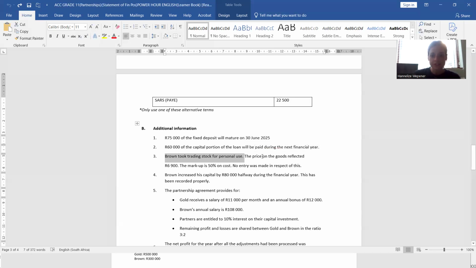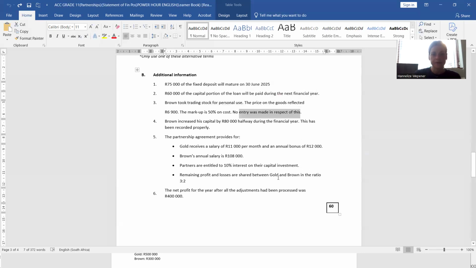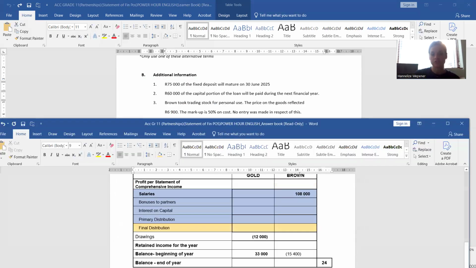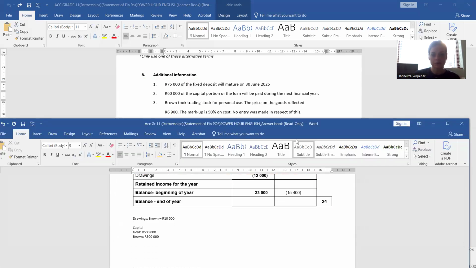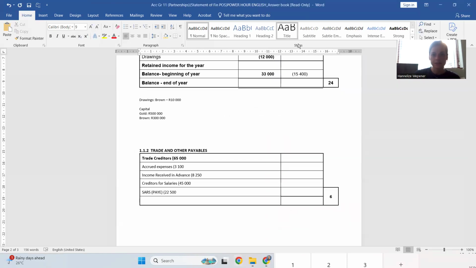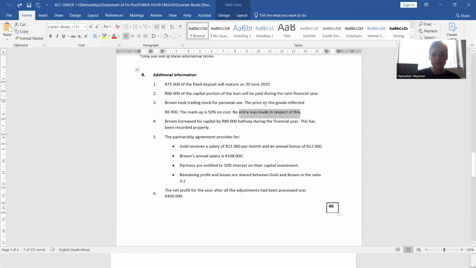Then it says that the price of these goods reflected 6,900 Rand. So that's the price of the goods. And the markup is 50% on cost. No entry was made in respect of this. Okay, right. So that means that we have not yet recorded this transaction. So we must now go to partner Brown. Just want to get my calculator here. There we go. We must go to partner Brown and indicate that partner Brown had additional drawings.